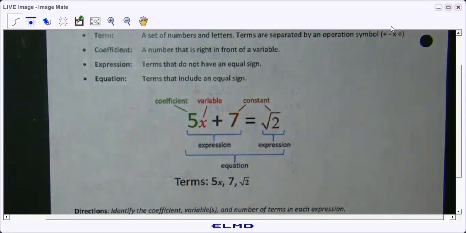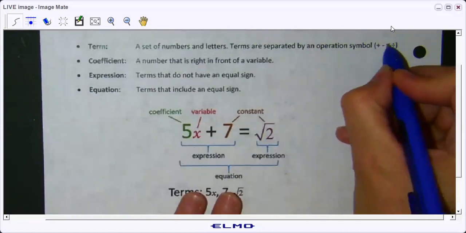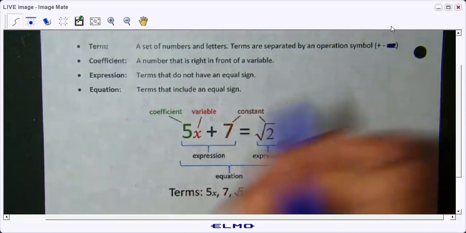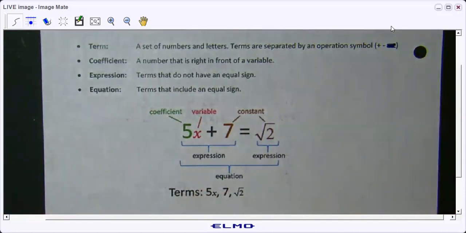So let's start up at the top. Term is a set of numbers and letters. Terms are separated by an operation. Now I want you to cross off the multiplication and division sign. Terms are separated by addition and subtraction below.